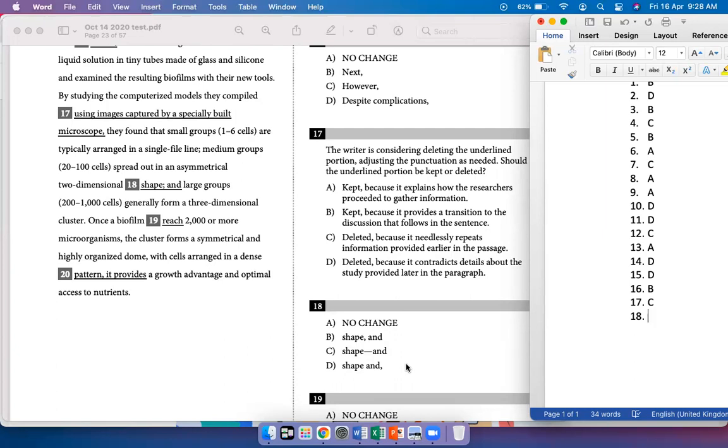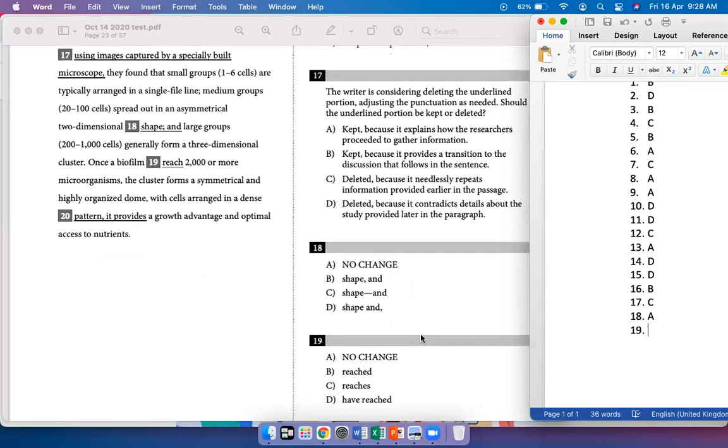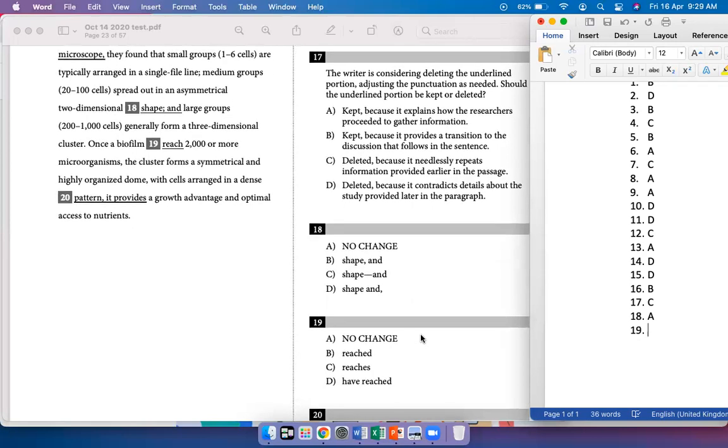So this is normally done when the list has big items, items that have too many words. So just for clarity, you separate items with semicolons. So just the way it is correct. Yeah, this is a very rare usage of semicolon though. Normally when we talk about semicolons, we use them to separate independent clauses. Once a biofilm reaches 2000 or more microorganisms, so it has to be reaches because biofilm is singular.